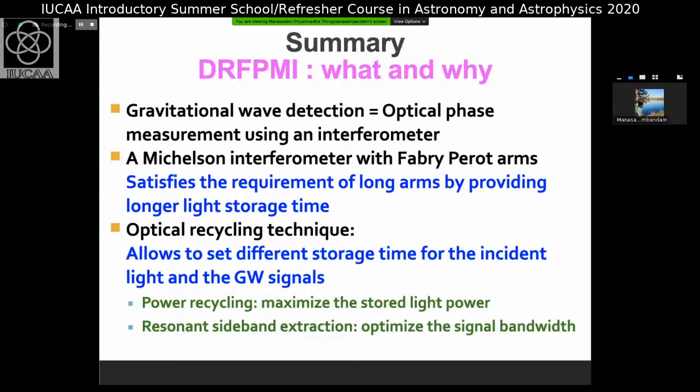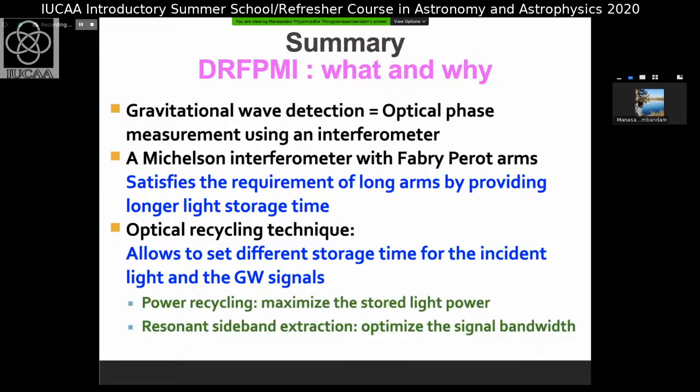And then we talked about using the optical recycling technique, which basically both of the recycling cavities allow for different storage times for the light that goes into the interferometer and the gravitational wave signal that comes out. The power recycling cavity is used to maximize the laser power within the interferometer. And in case of the signal recycling cavity, you are able to optimize the bandwidth of your detector or tune the resonance of your detector accordingly to the kind of sources that you want to detect.